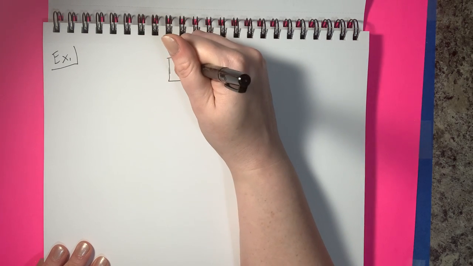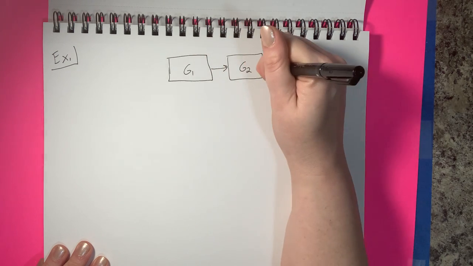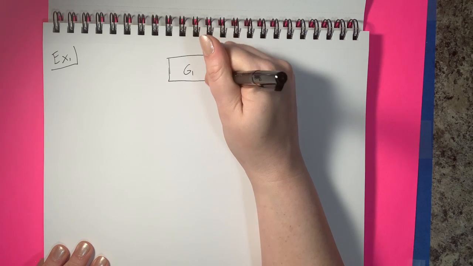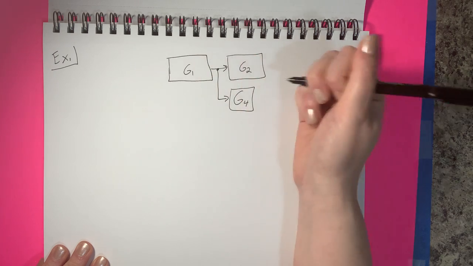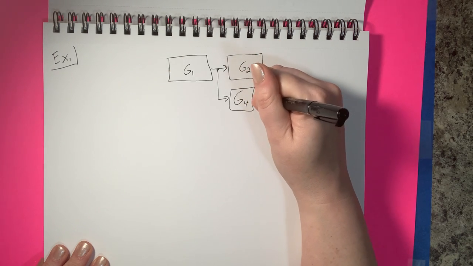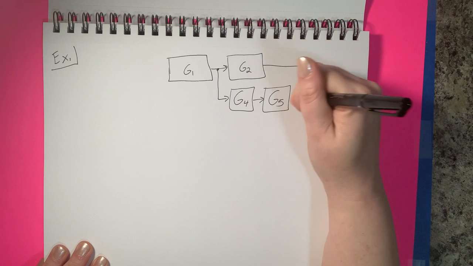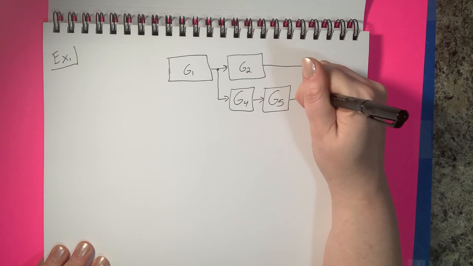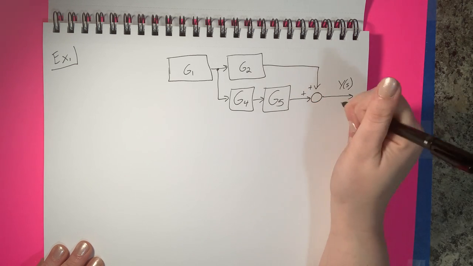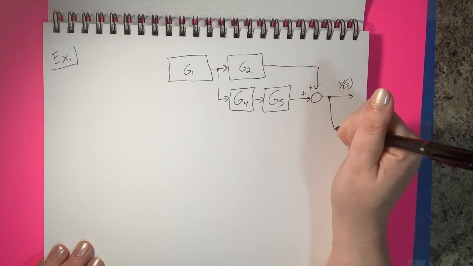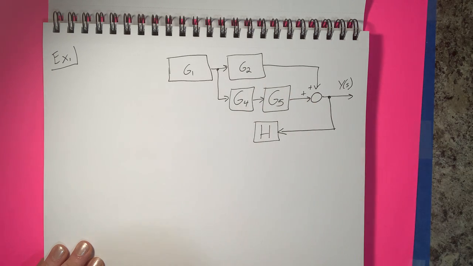I'm going to have a G1 that's going to go into a G2. And then we're going to have this right here, where we have a G4, and my G3 is going to be back on the other side, and I will have a G5. Okay, these are going to be added together. They will produce our Y of s. And then I'm going to have this node here connected to an H right here. I'll just have one H.